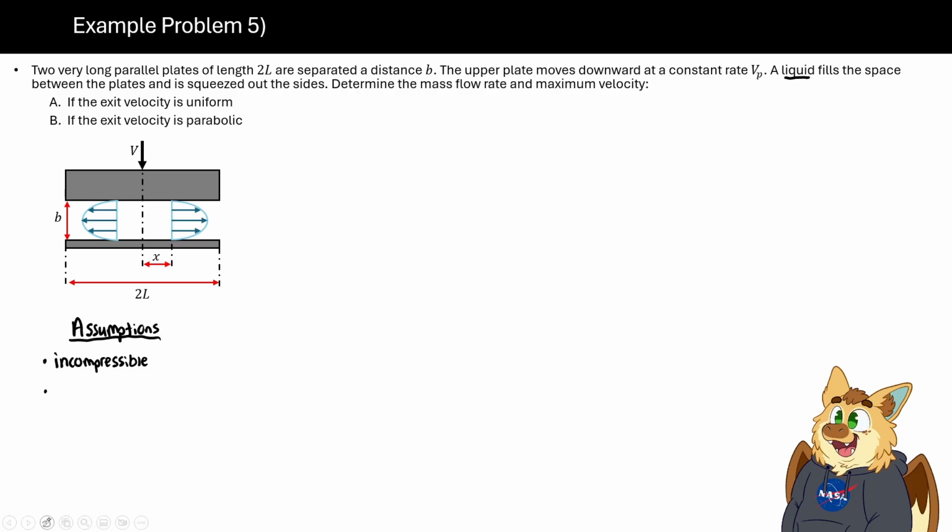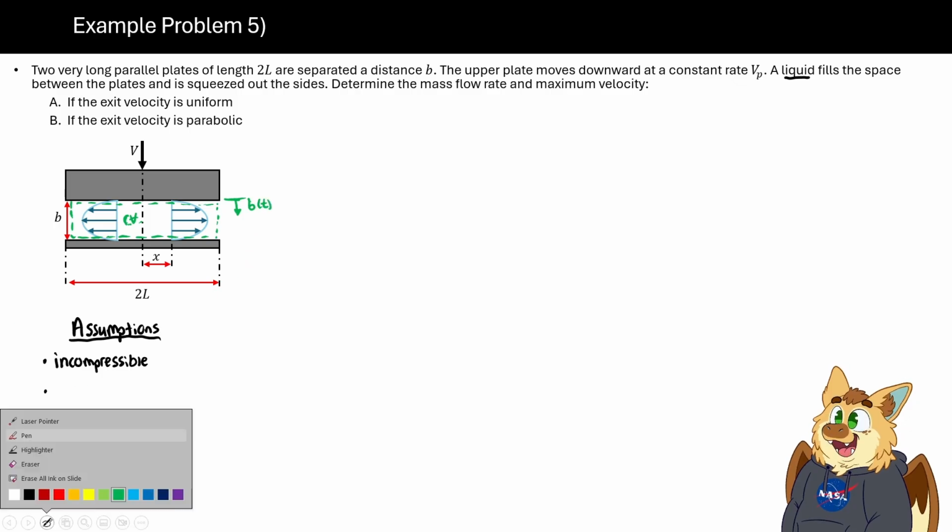And next, let's draw out our control volume here. Basically the region between these two plates, where our upper surface is coming downwards with respect to time. So we definitely can assume we have a deformable control volume.